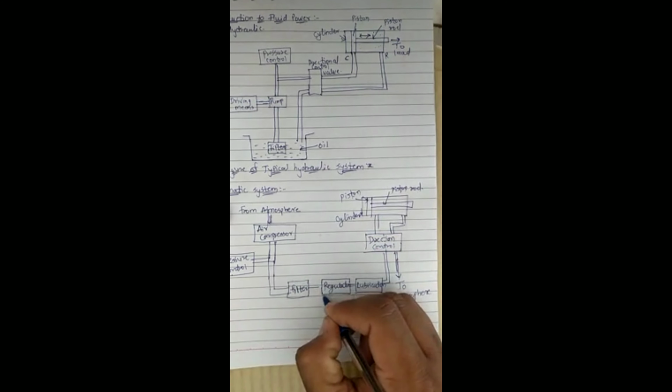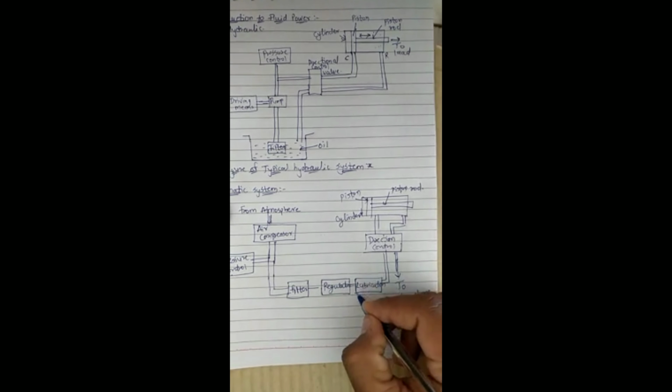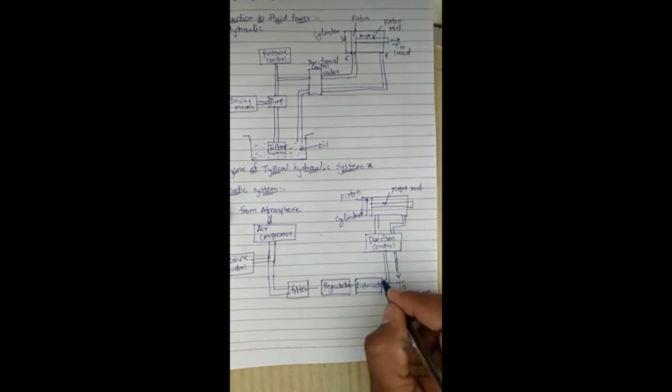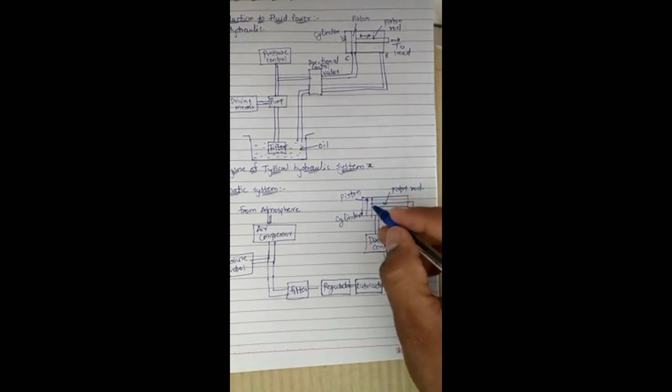Then there is a regulator. The regulator is used to regulate the speed of the system. Then lubricant is required for the processing, which does not affect the system. Then there is a direction control that gives the flow to the system in the required direction.